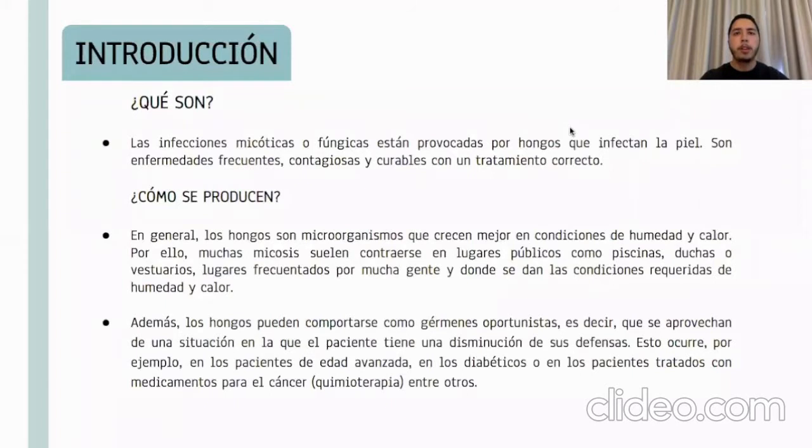So fungal infections are caused by fungi that infect the skin. They are very common and contagious, and are very curable with correct treatment. So how are they spread?